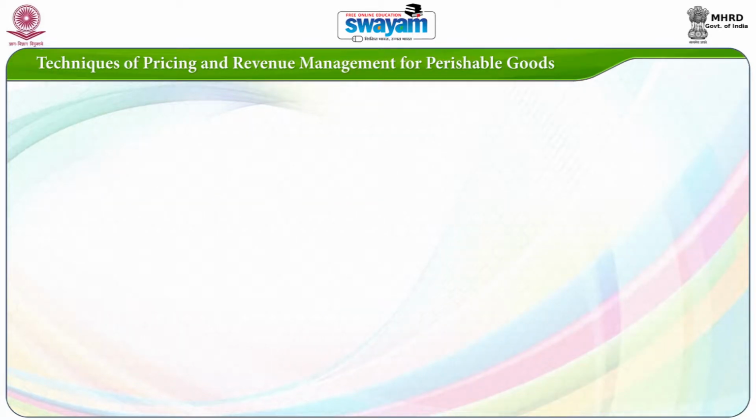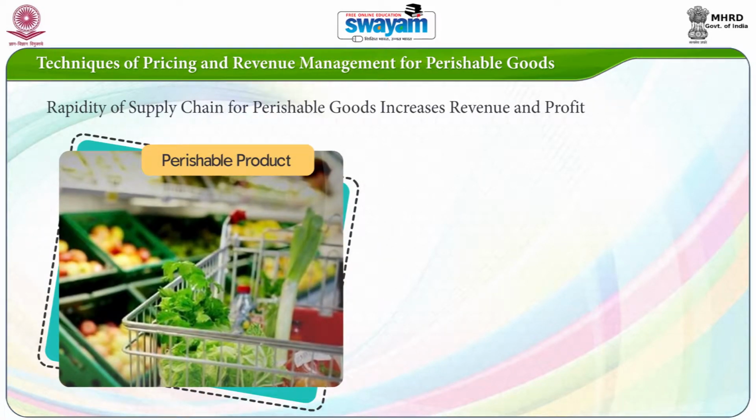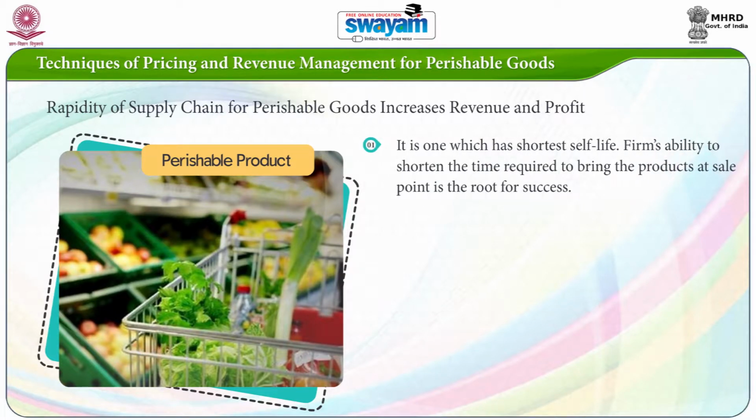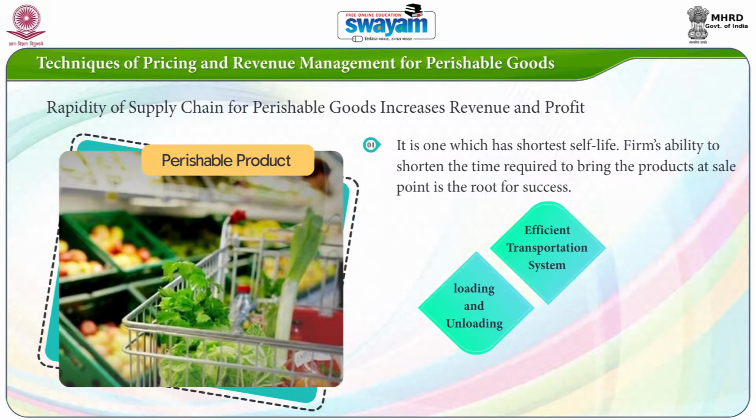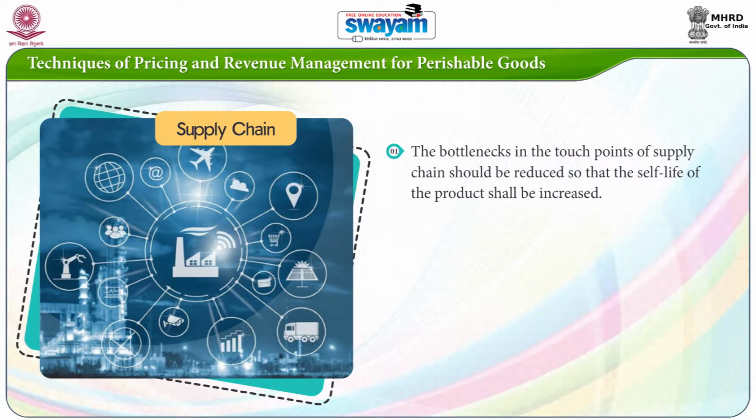Techniques of pricing and revenue management for perishable goods. Rapidity of supply chain for perishable goods increases revenue and profit. A perishable product is one which has the shortest shelf life. A firm's ability to shorten the time required to bring the products to the sale point is the route for success. This would keep the goods fresh by quick loading and unloading, an efficient transportation system, lesser waiting time in the dock, cold management system, etc. The bottlenecks in the touch points of the supply chain should be reduced so that the shelf life of the product is increased.